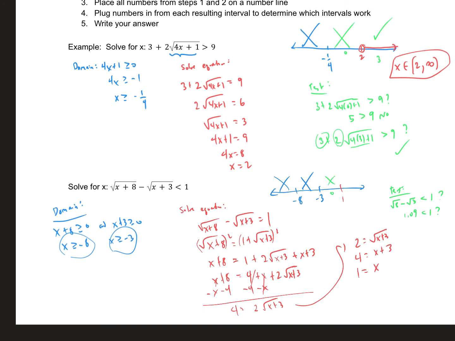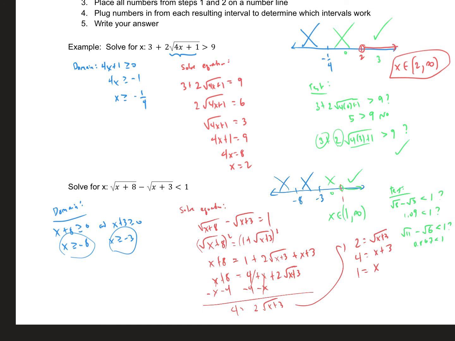So if I plug in something bigger than that, let's say 3, that would be the square root of 11 minus the square root of 6, and I want to know if that's less than 1. And when I do that in my calculator, I get 0.867, and that is indeed less than 1. So my answer is this stuff, which is x is an element of 1 to infinity.